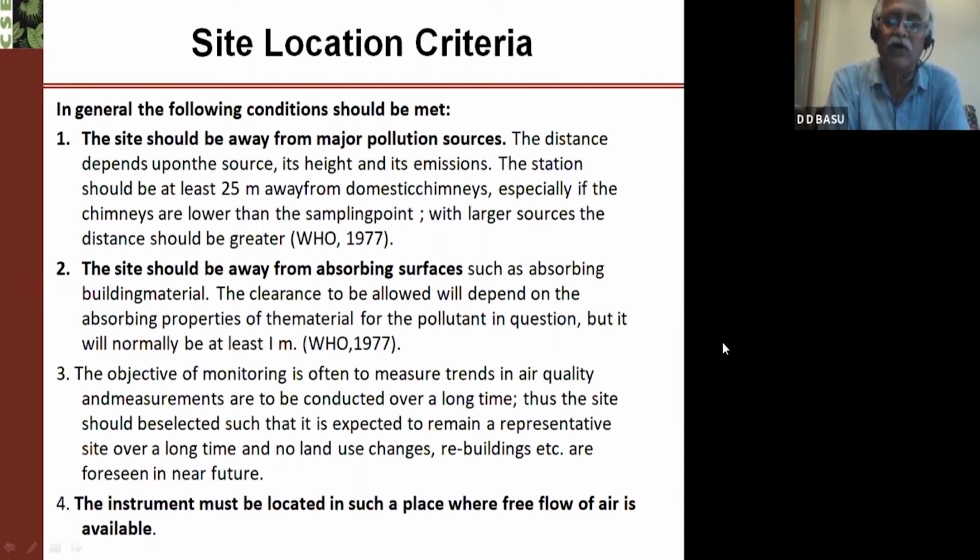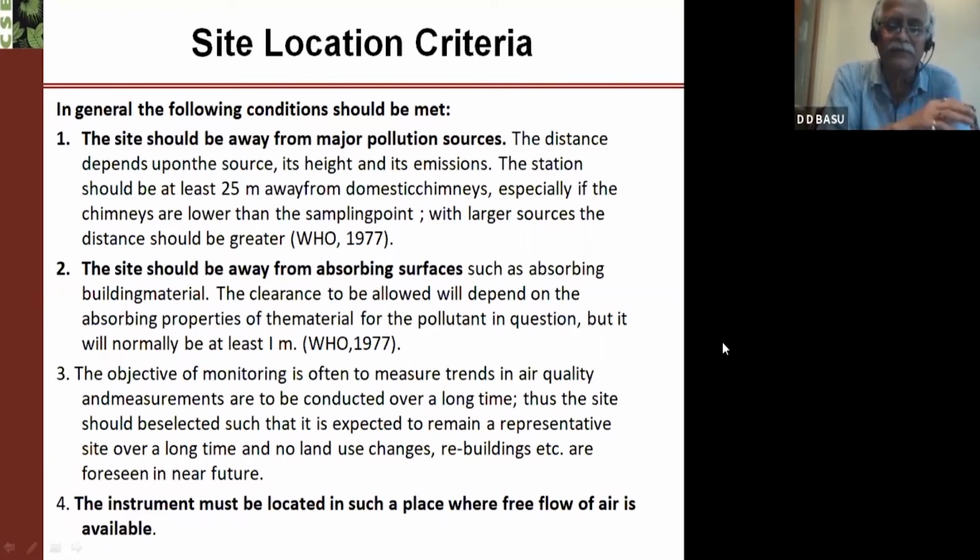The objective of monitoring is often to measure trends in air quality, and measurements are to be conducted over a long time. I have already told you that the site should be selected such that it is expected to remain a representative site over a long time with no land use changes. That means we go for an urban area where the land use will not change automatically. Physical planning is complete, construction is over, and no change is required in the near vicinity. Then you select that place as a long-term trend analysis site.